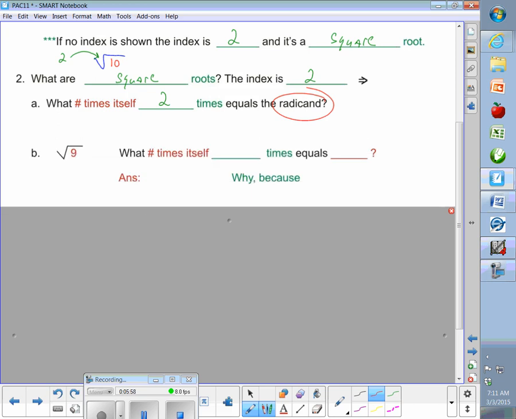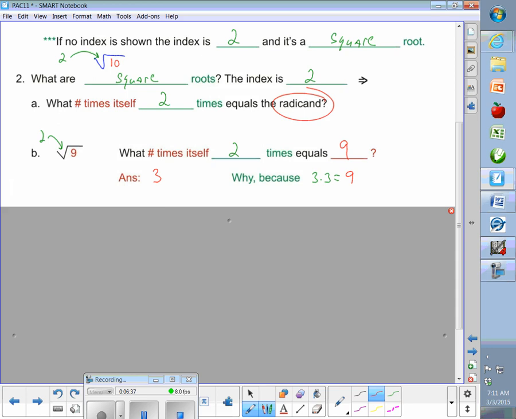Square root of 9, pretty simplistic problem. So again, we look at this, the index is not shown, but we know it's a 2, because when there's no index shown, the value is 2. So we say to ourselves, what number times itself 2 times equals 9, the radicand? And we know the answer is 3. Why is the answer 3? The answer is 3 because 3 times 3, that 3 times itself 2 times, equals the radicand of 9.